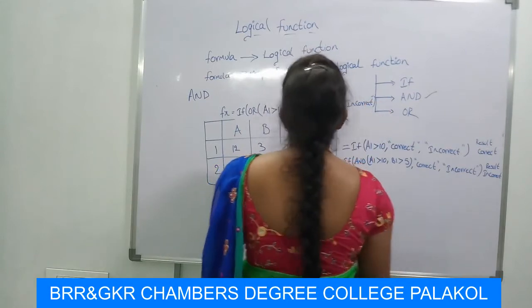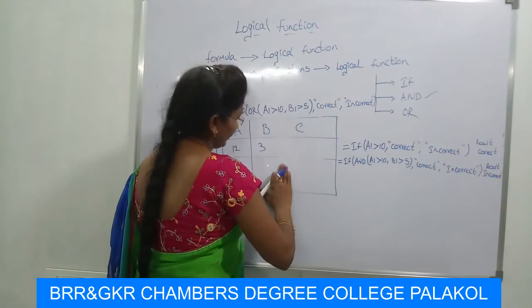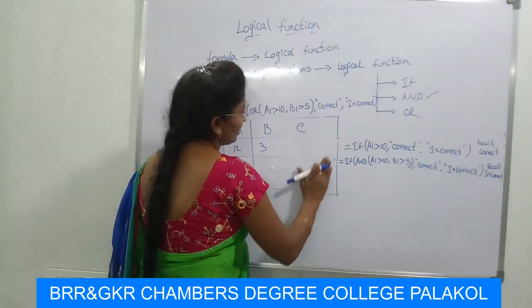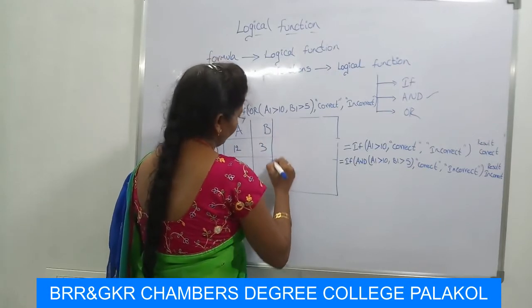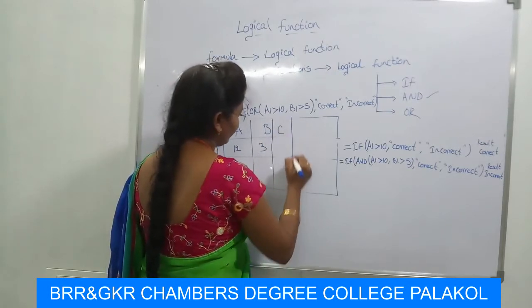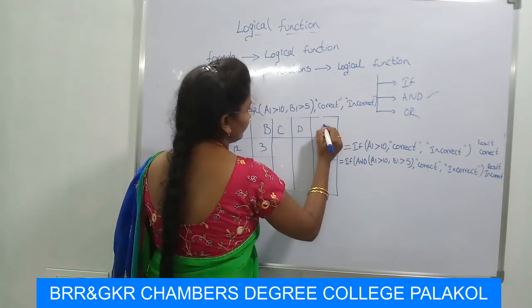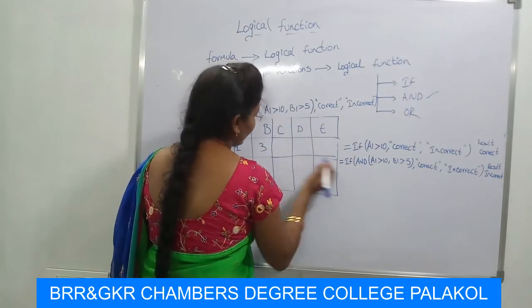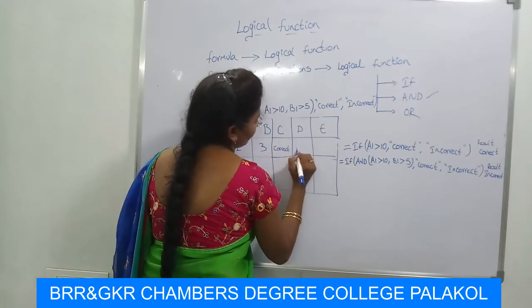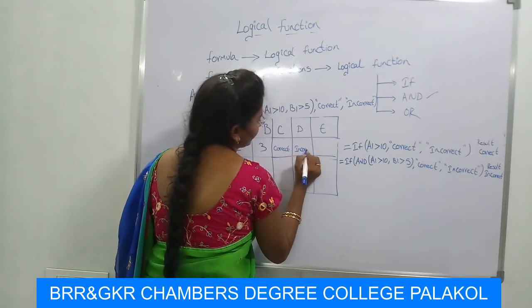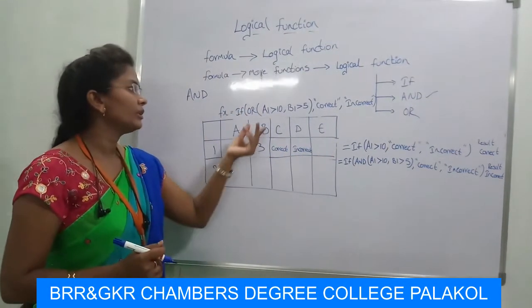Here I am taking some more columns. That means C, D and E. Here I am placing "correct", "incorrect", and the result should be displayed here. After entering the formula, press the Enter button on your keyboard. Then the result will be displayed here.